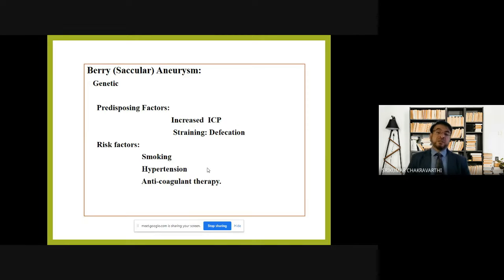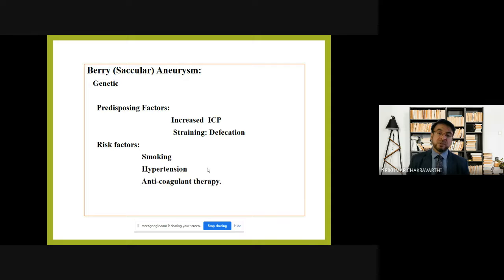Now, berry aneurysms are saccular aneurysms, unlike fusiform aneurysms. If you remember your cardiovascular lectures, you would realize that fusiform aneurysms are more radish shaped. They're more elongated, and they're usually seen in the descending aorta and in the abdominal aorta. While berry aneurysms are more sac-like, and usually occur when there's an increased intracranial pressure.